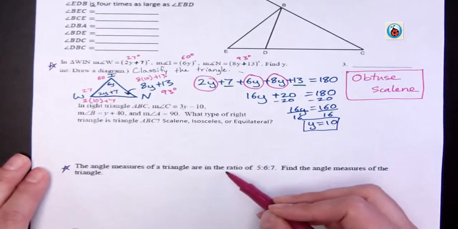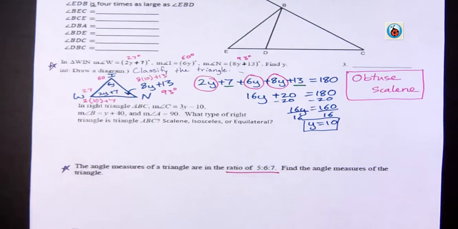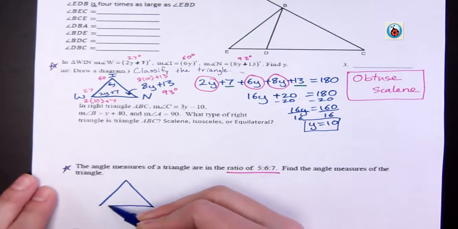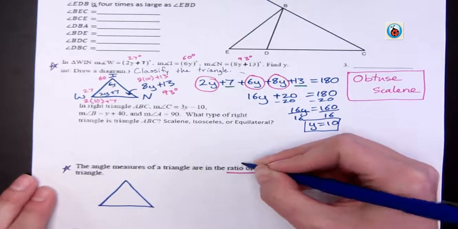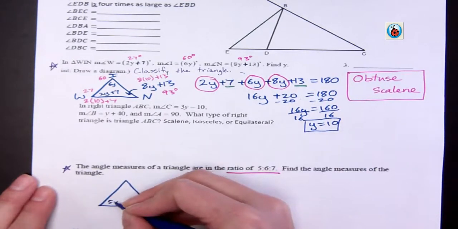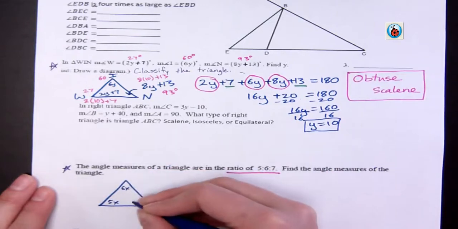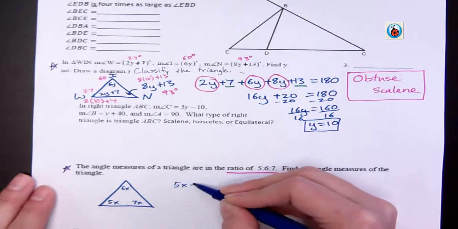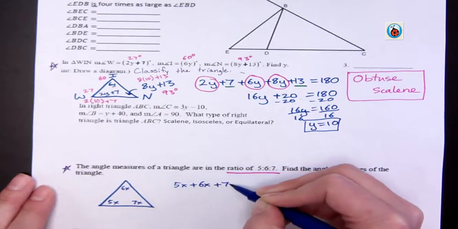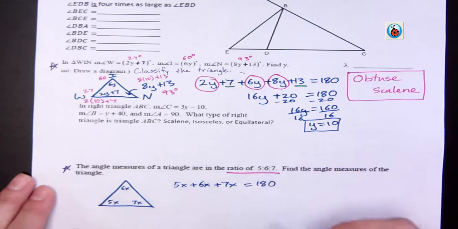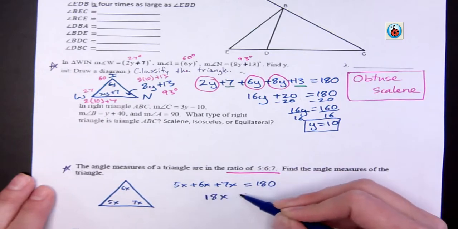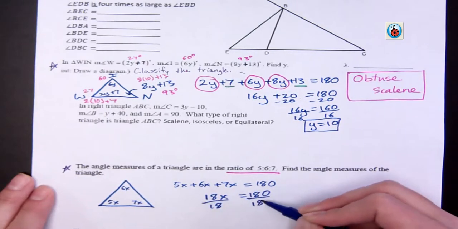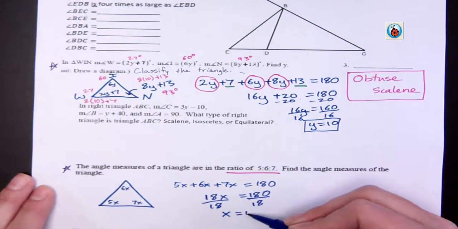Alright, now we have a ratio problem. And so we're going to start by drawing a triangle. And when we see the word ratio, we put an x beside it. So that gives me 5x, 6x, and 7x. And so I just solve 5x plus 6x plus 7x equals 180, which means 18x equals 180, which means x equals 10.